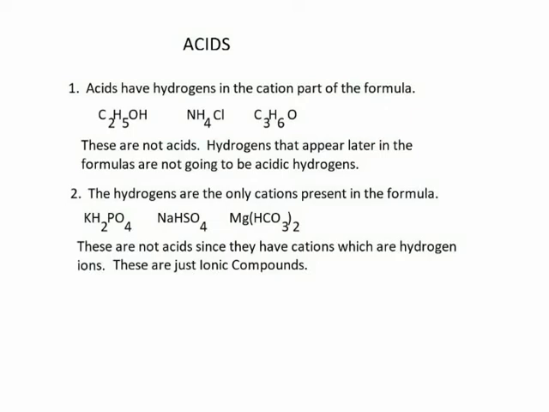The other requirement for being an acid is that the hydrogens have to be the only cations present in the formula. Those three compounds, all of which have hydrogens present as cations, are not acids because they have some other cation present as well as the hydrogens. They are just simply ionic compounds. To be an acid, the hydrogens have to be in the first part of the formula, the cation part, and they have to be the only cations present in that compound.